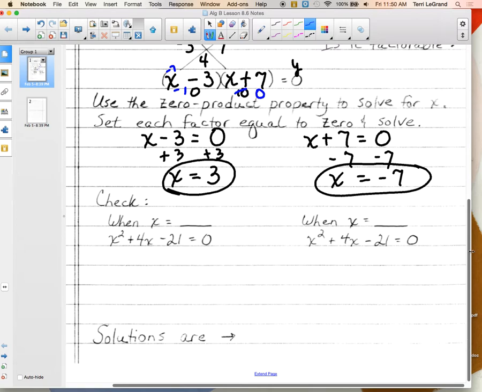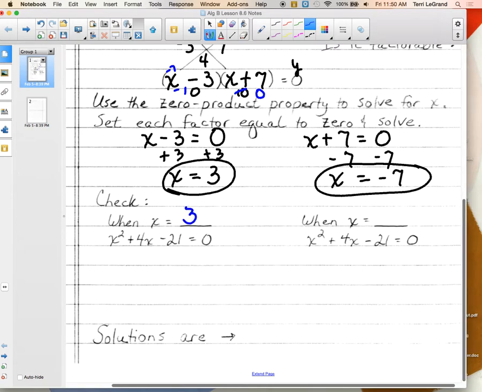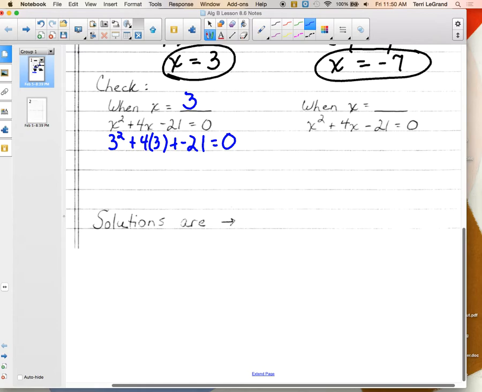Okay, let's check them out. So when x equals 3, we think that's one of our solutions. So we're going to try it out and see if it works. Yes, you have to do this. 3 squared is 9. 4 times 3 is 12. And then we have that plus -21. y equals 9 plus 12, which is 21. Oh, now we're adding opposites. 21 plus -21? 0. Checks out. That's one of our solutions.